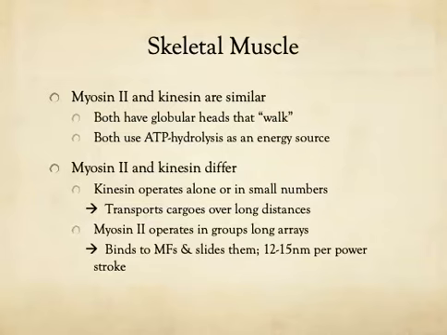Myosin, myosin type 2 specifically, works very differently. Myosin works in groups, in what we call arrays. Myosin is going to bind to these thin filaments, these structures that look a lot like microfilaments, and it's going to slide them. As the myosin moves, it's going to force the thin filaments to move.